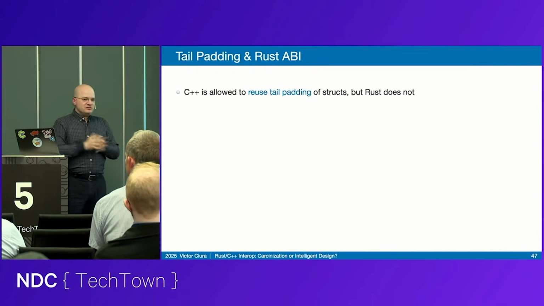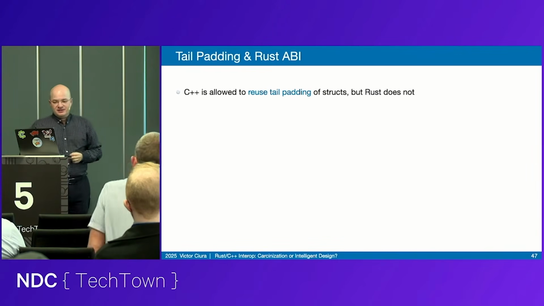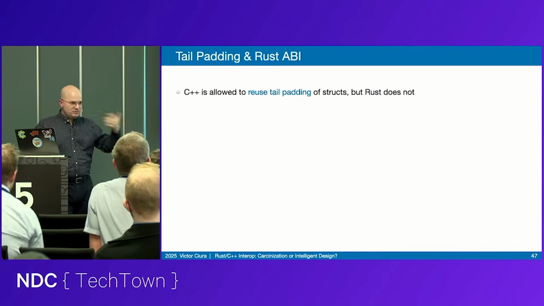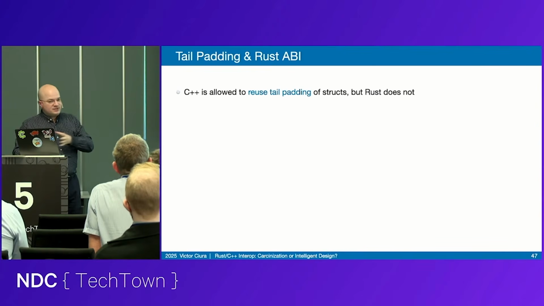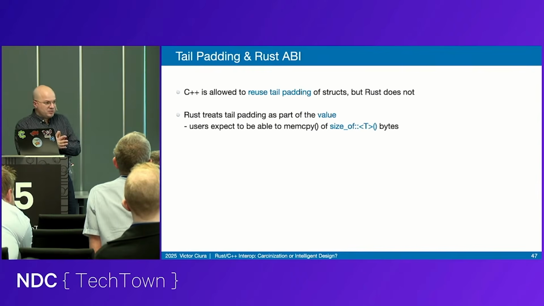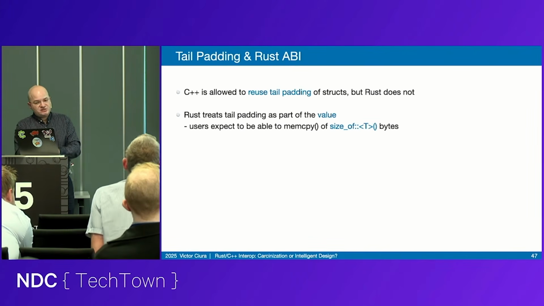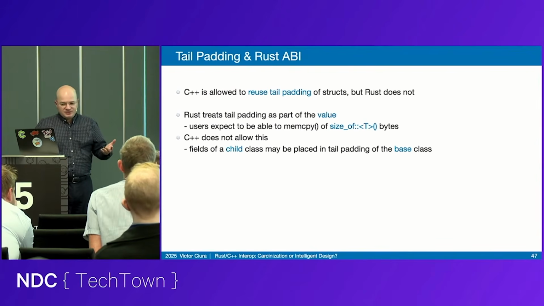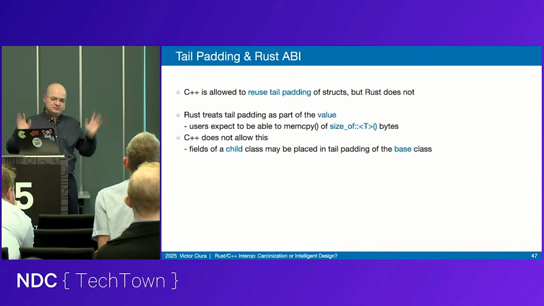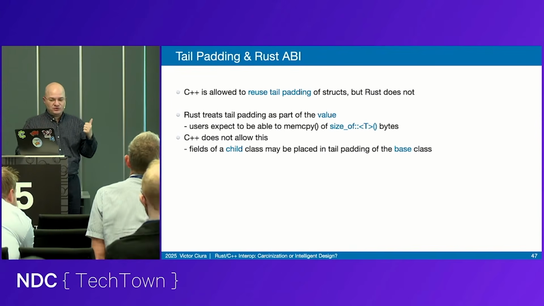And for that, I mean optimizations, of course, not like hacker things. So I'll give just a few examples. For example, C++ is allowed to reuse tail padding of structs for various purposes, and this is not allowed in Rust. And as you can imagine, this can cause problems. Rust treats tail padding as part of the payload, right? And very much expects that memcpy of size of T bytes, that's what the type is, right? That's what the payload is. Whereas with C++, that's not the case. C++ does not allow you to make such assumptions, right? If you do, it can work, but not for all T's.